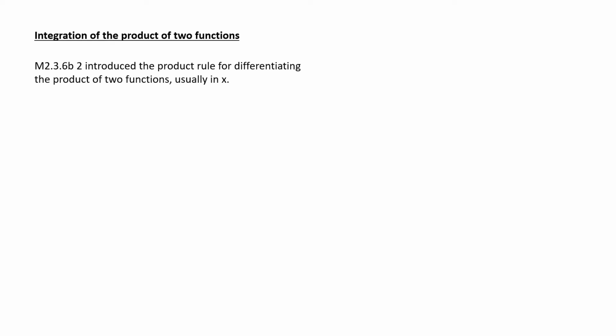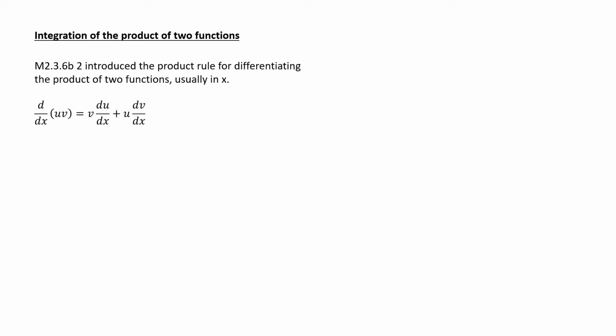So if we're asked to integrate the product of two functions, we need to reverse our trusty product rule, which you met in M2.3.6b2. Your two functions are typically in x, but they don't have to be. They could be in theta or anything else. And so what we get is the differential of uv, where u and v are functions in x, is given by v du by dx plus u dv by dx.